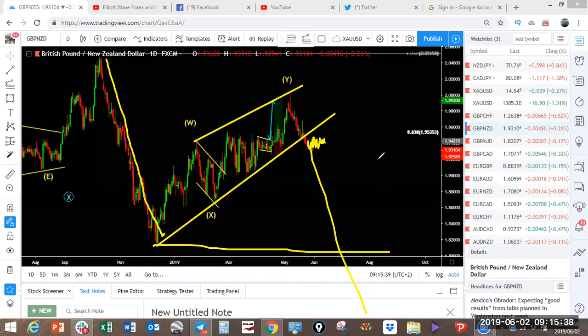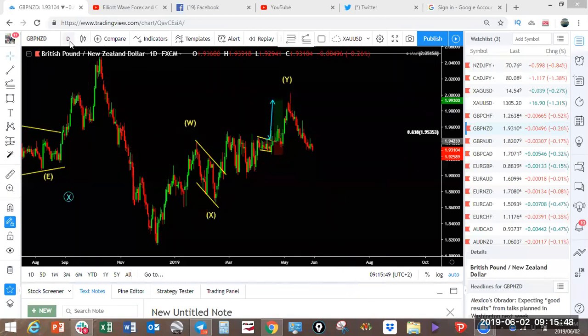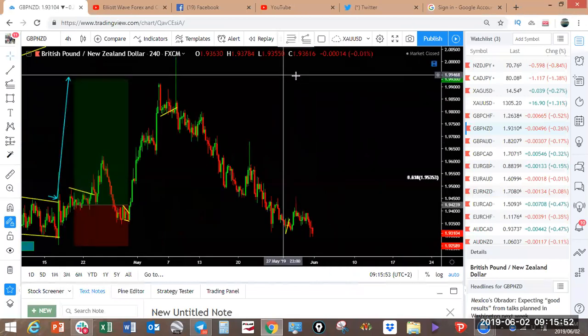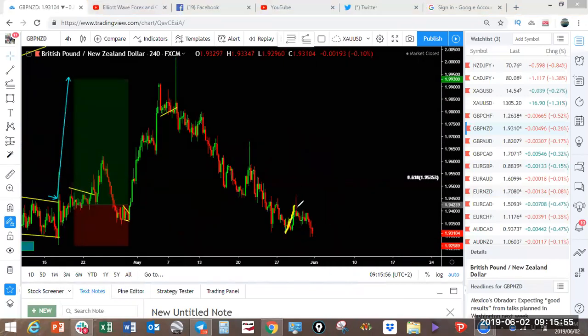Now, this is a daily. You need confirmation in the lower time frame. You don't just go and enter this, because this can correct until you cannot take it anymore, and then it starts dropping. So that's why you need to get that confirmation. You need to have that skill to manage your trades. So let's have a look at the 4 hour.